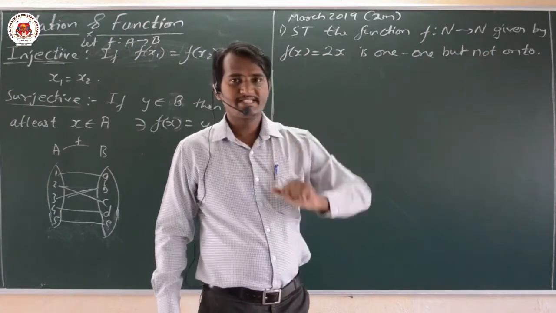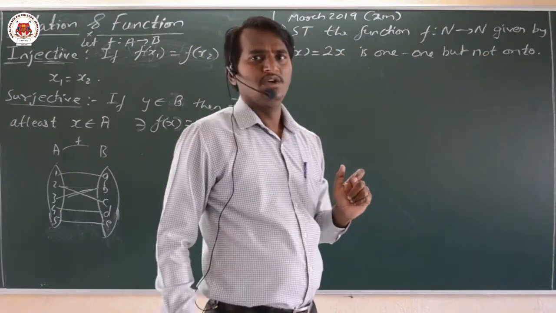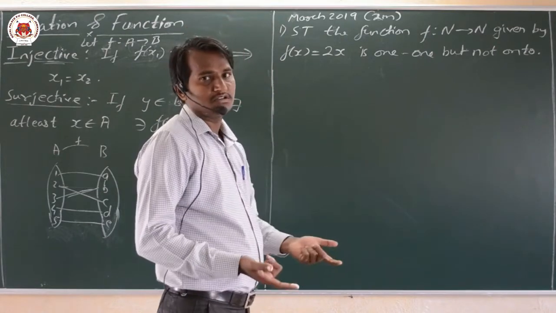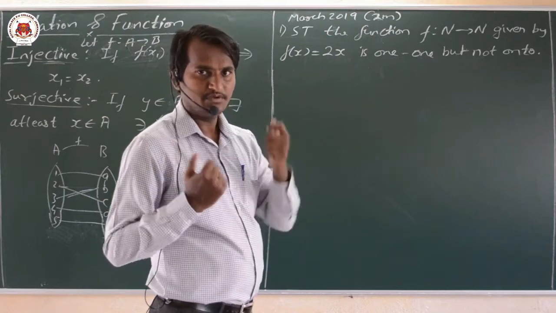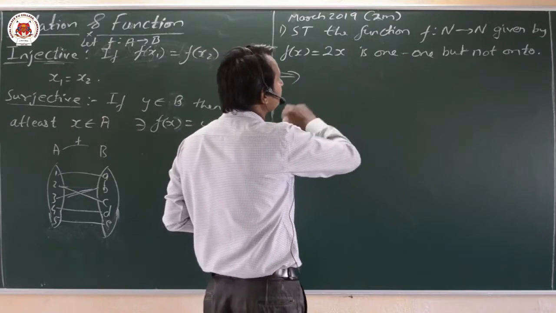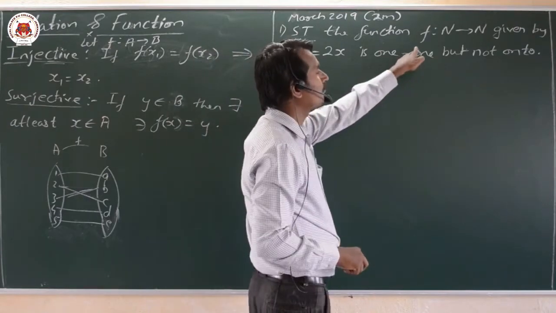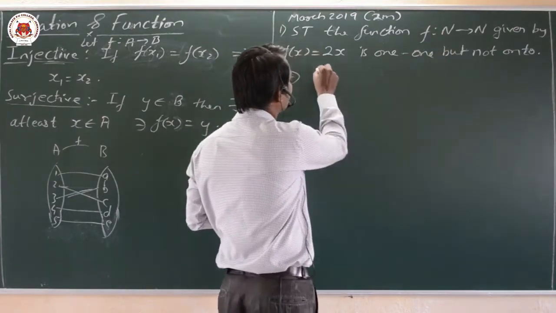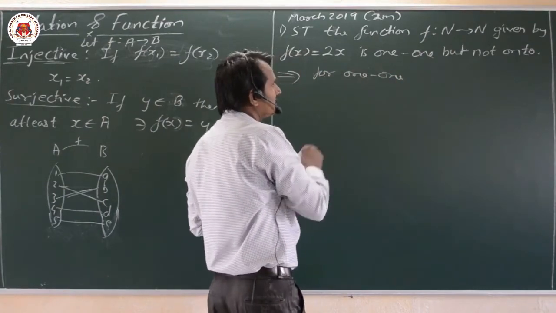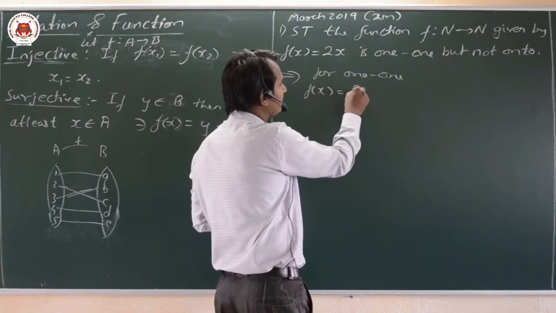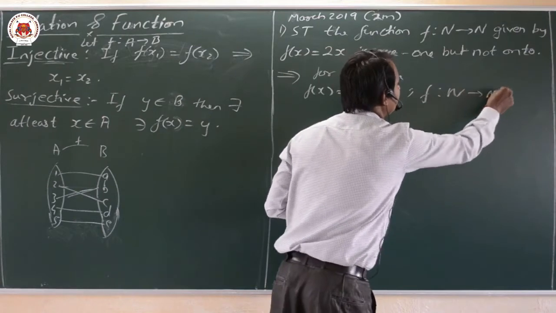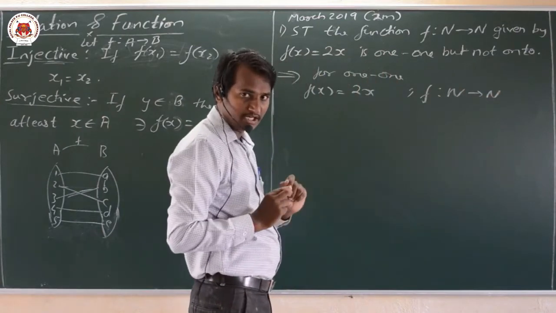Sometimes in the examination question paper he might ask you to verify. Verify means what? You have to verify whether it is one-one or onto, whether yes or no. That we have to find out. Okay, now let us move on with the example. What is the given function here? F from N to N. Okay, for one-one. What is the f of x given? F of x equal to 2x, and the function is f from N to N. These are all the given data.